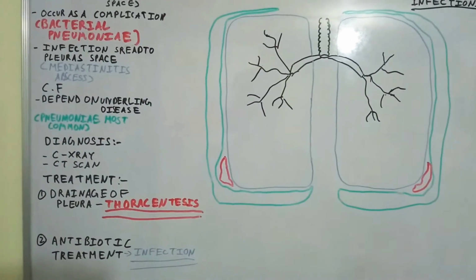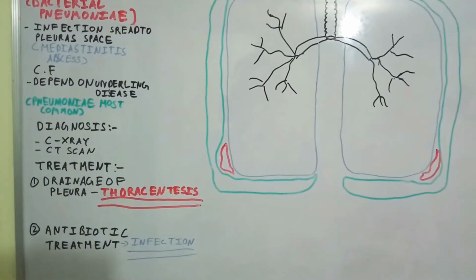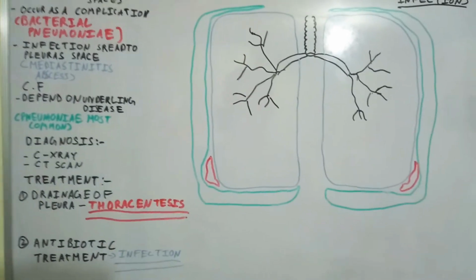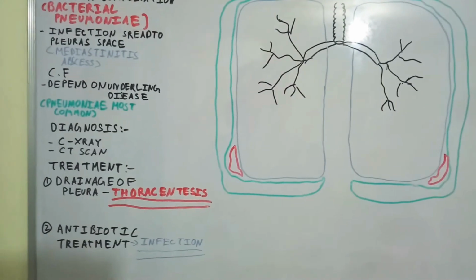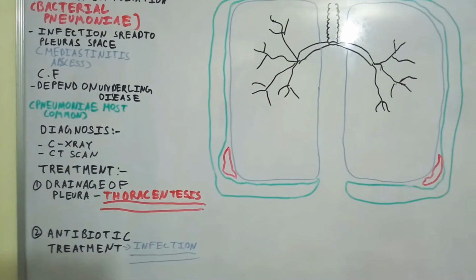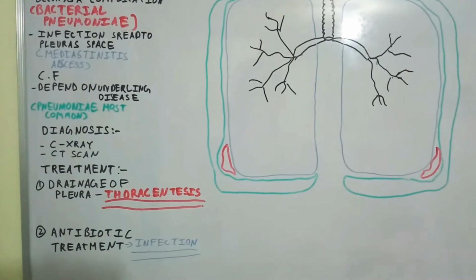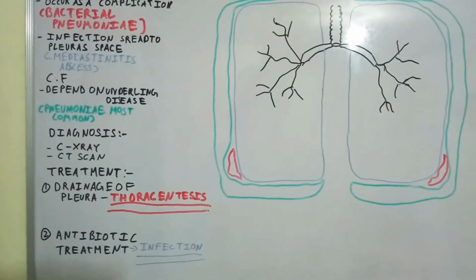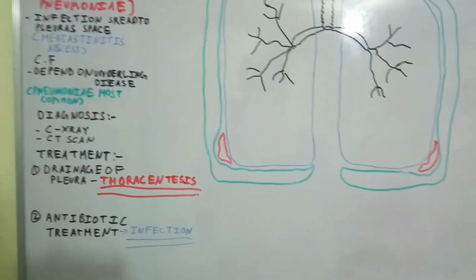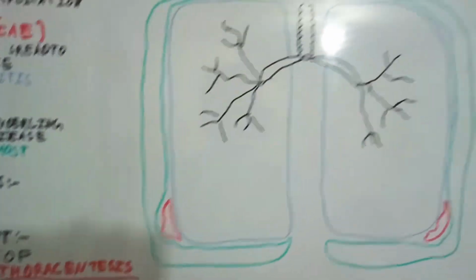The treatment is divided into two components. First is to relieve the patient from the pus in pleural space, and for that you're going to do a drainage of the pleura with the process called thoracentesis. And to fight an infection, if there is pus in empyema, there is an infection, so you will give them antibiotics. Now I have a basic diagram here to show you what's happening here.